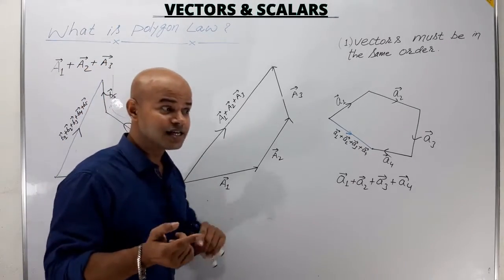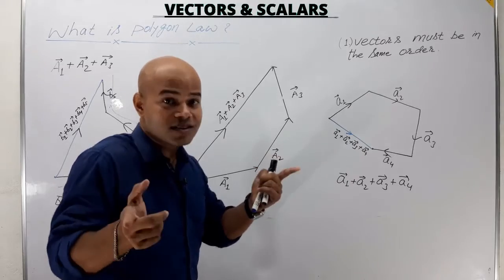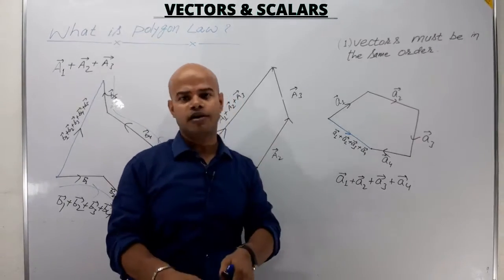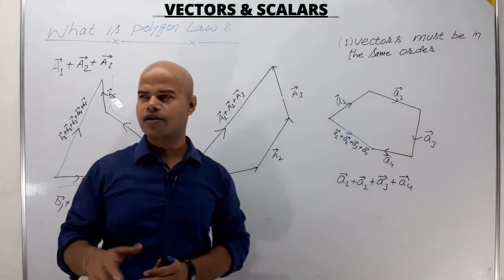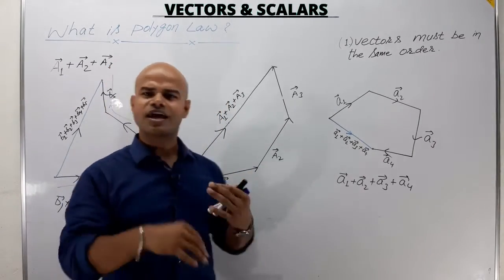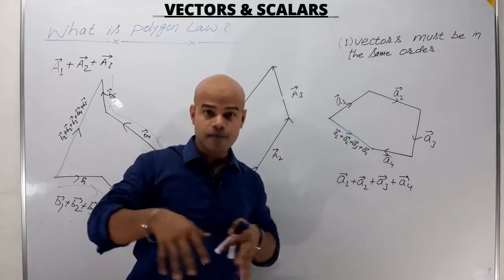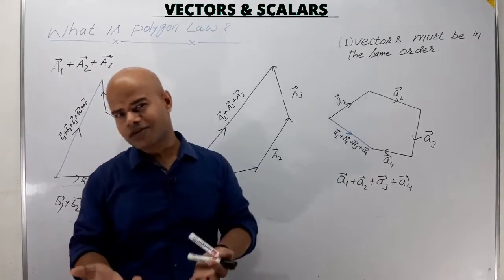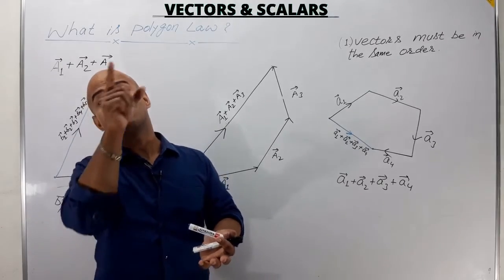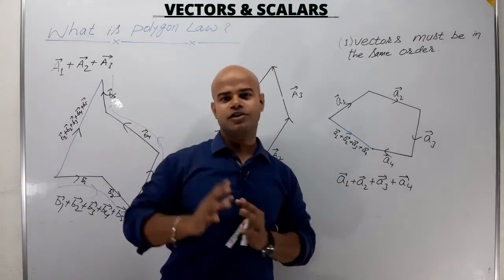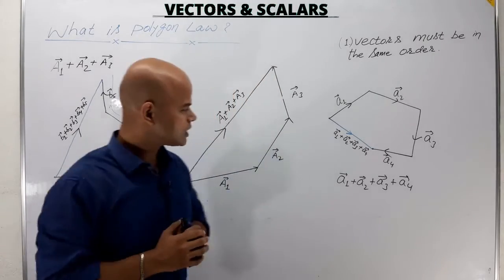So for n vectors, the closing side will be the n plus 1 side. So for n vectors, if you talk in general, you have to generalize all these, then you will say for n vectors, the n plus 1 sided polygon will represent the resultant vector, and that n plus 1th side, the closing side, will be the resultant in the opposite order, right?